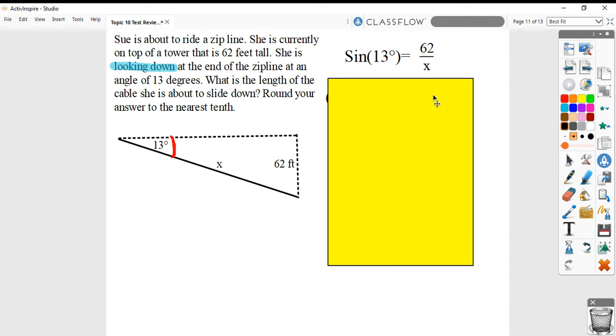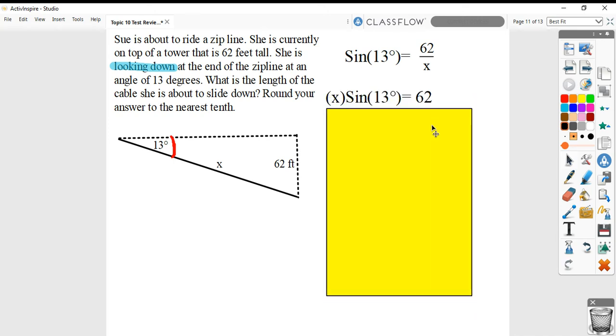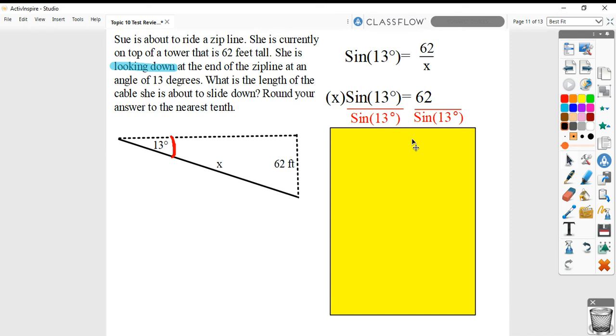And just like we've done so many times before, multiply times the denominator. X times sine 13 equals 62. Divide by this number. We know that x times sine 13 is just x times a number. If this was x times 2, you would just divide by 2 and get x by itself. Well, this is x times some decimal number. So if we divide by that number, whatever it is, that will give us x by itself when everything cancels out right there.